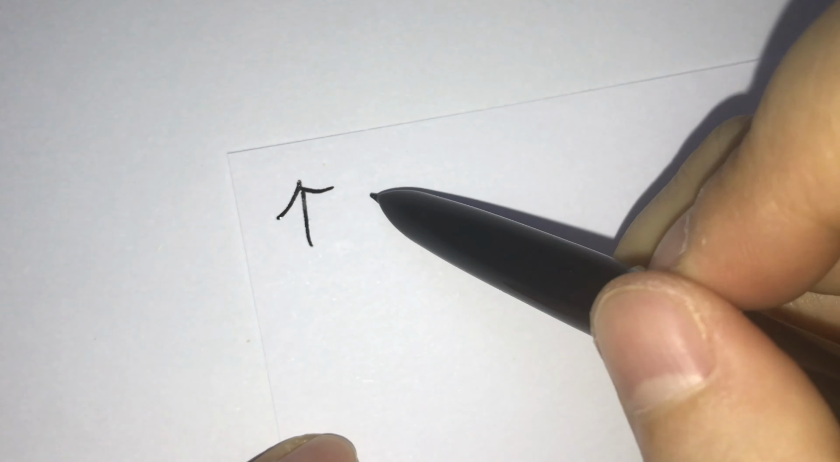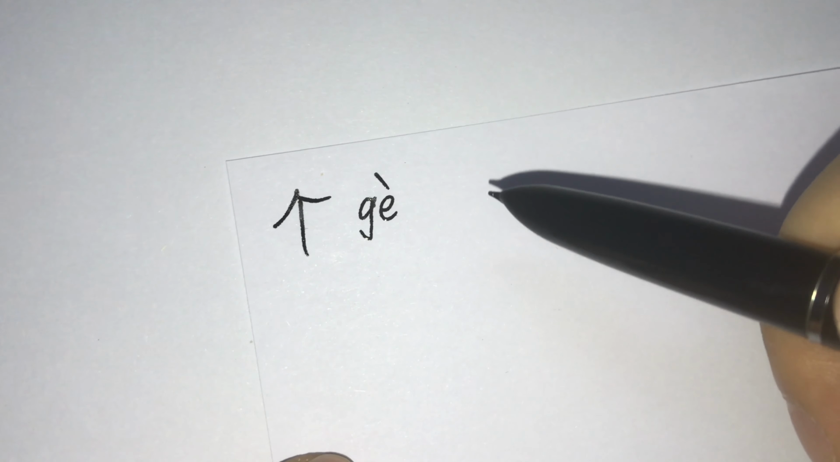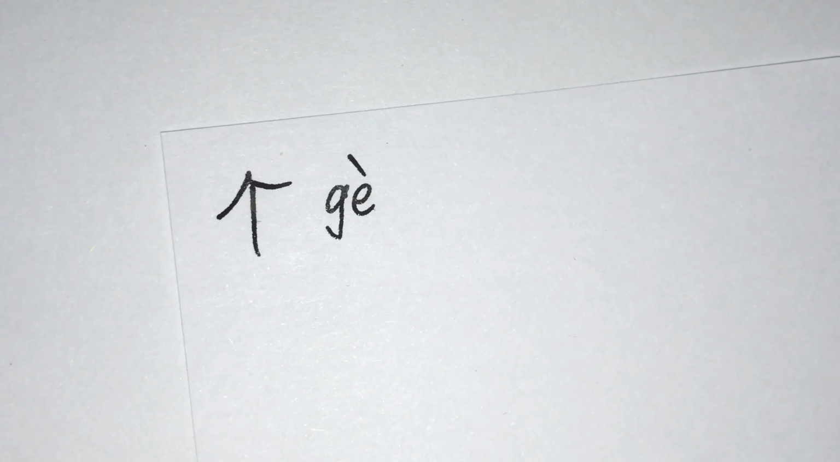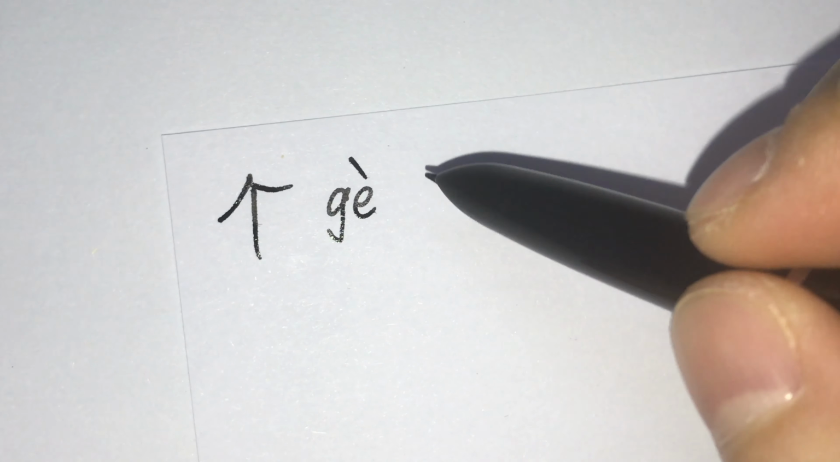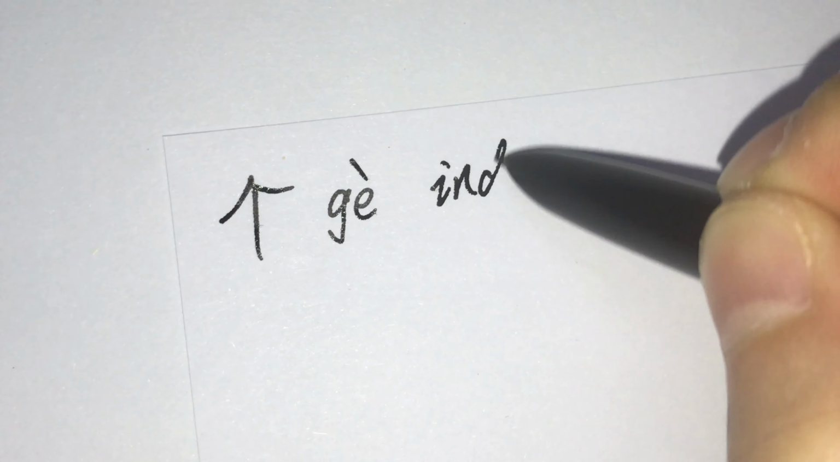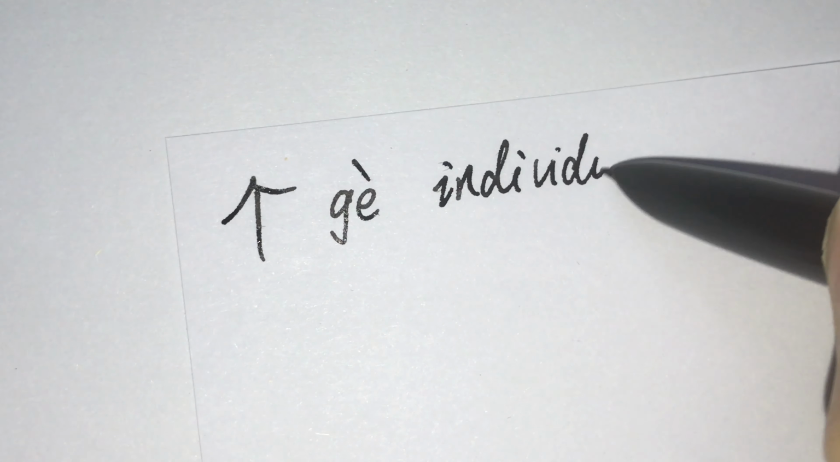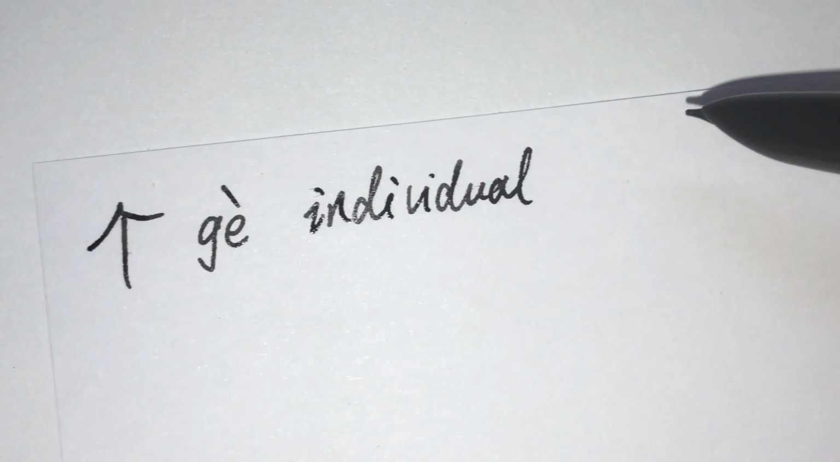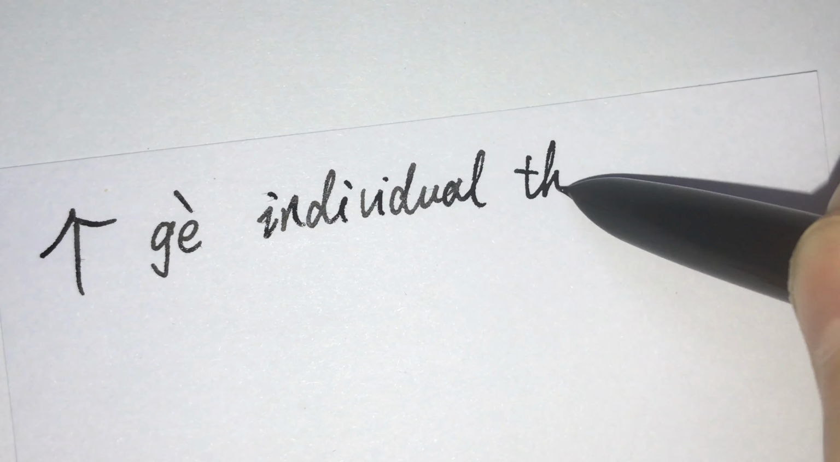In today's video, I will show you how to write 个 in cursive Chinese. Now let's get started. First, in block letter. 个. It means individual. This or that.